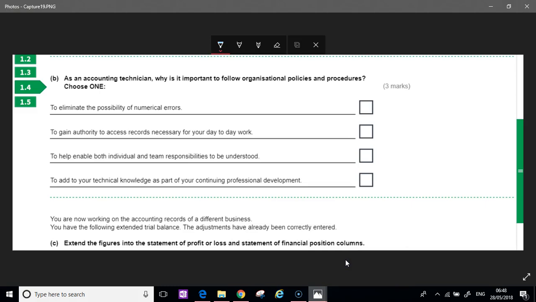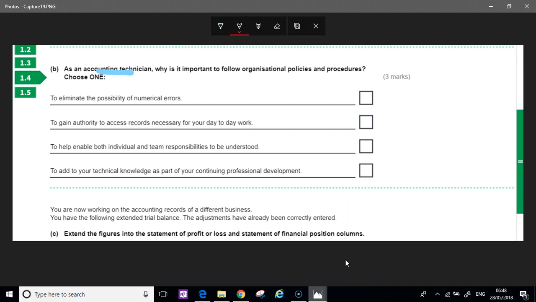So let's look at the next one. This is another ethical question. As an accounting technician, why is it important to follow organizational policies and procedures? To eliminate numerical errors? This is always going to happen, whether or not you follow organizational policies. It's just human, and it says eliminate. You can't quite eliminate. Gain authority to access records for your day-to-day work? I don't know. It's not strong enough. It's not closely linked to this. To help enable both individual and team responsibilities to be understood. I think this is the closest and the best one.